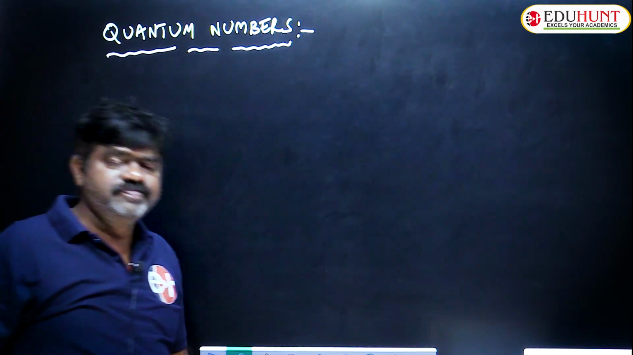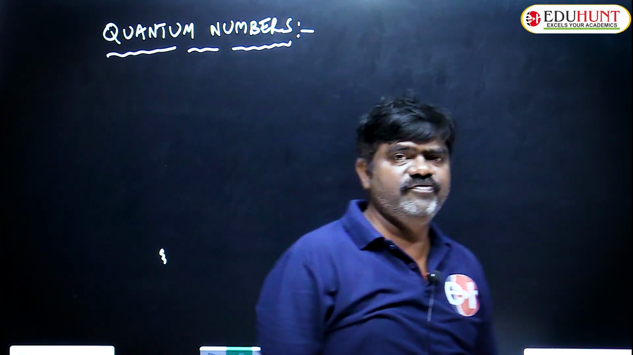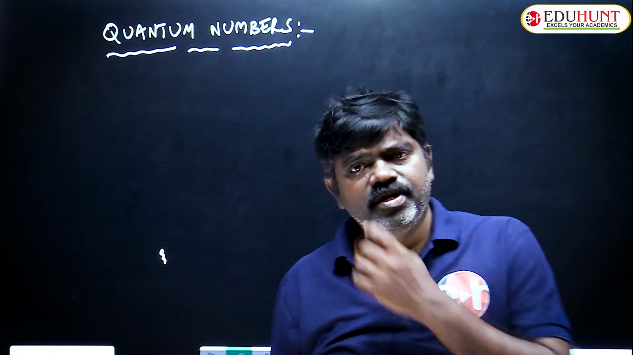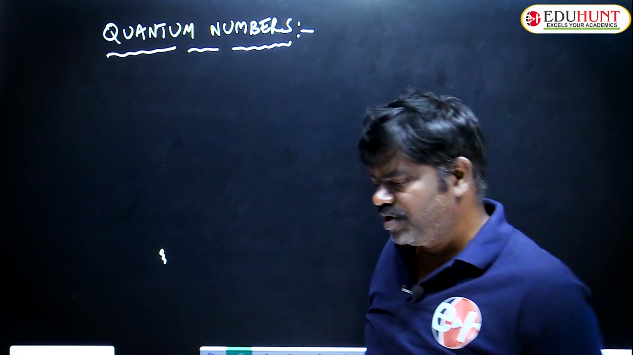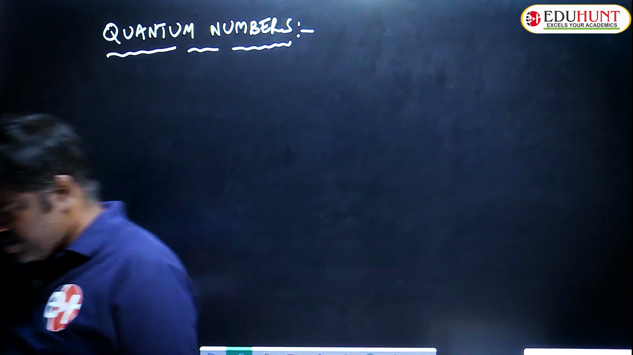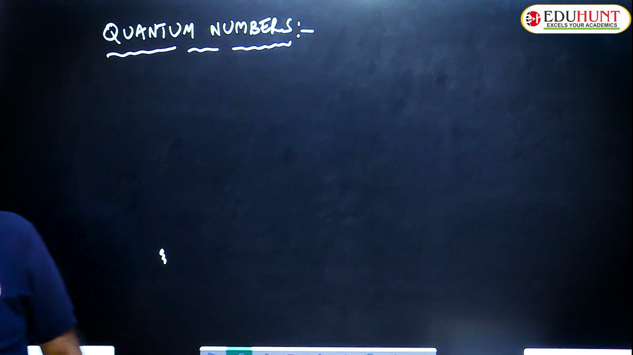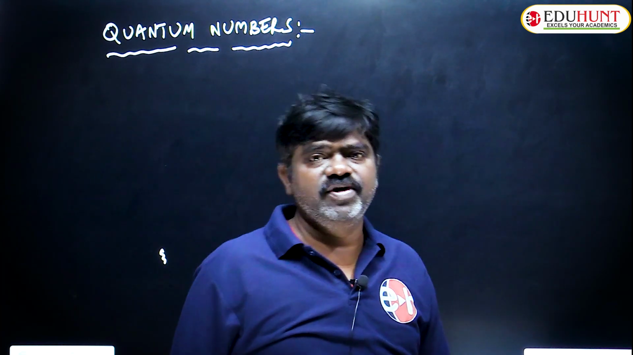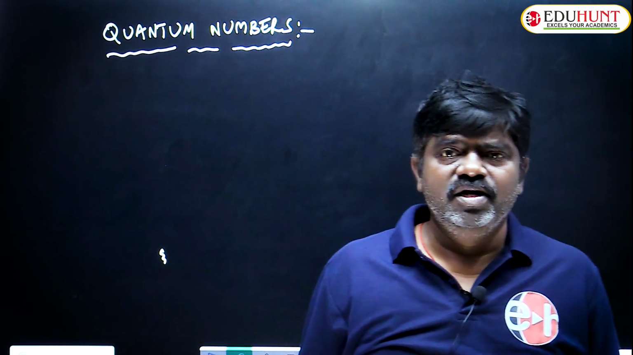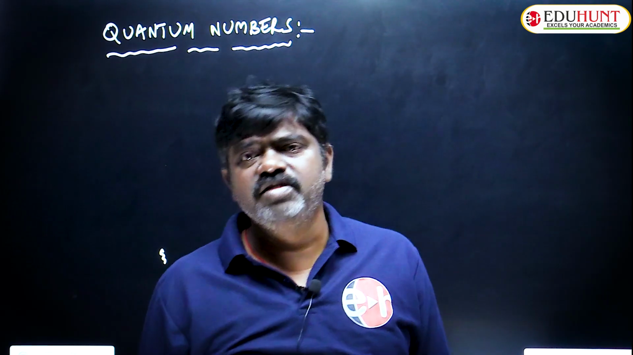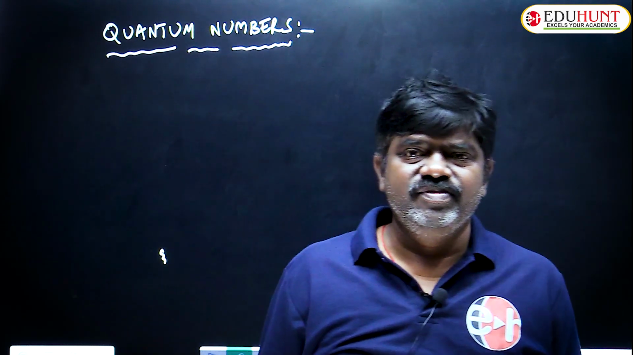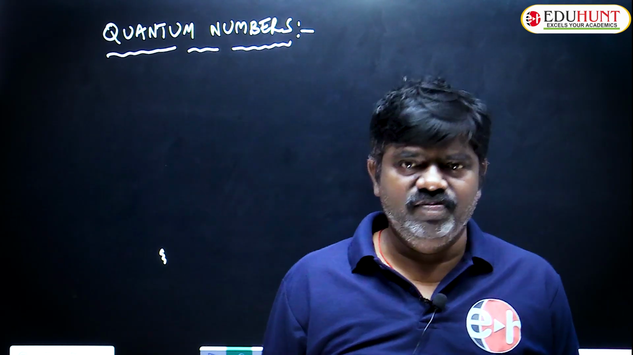In an atom, a large number of orbitals are permissible. These orbitals are designed by using three sets of quantum numbers.